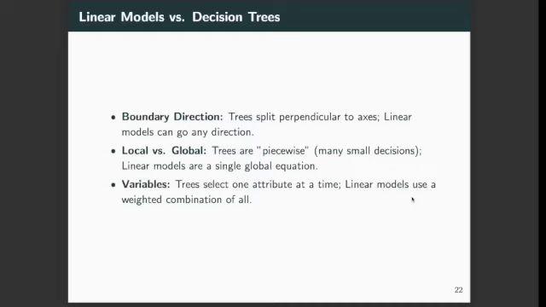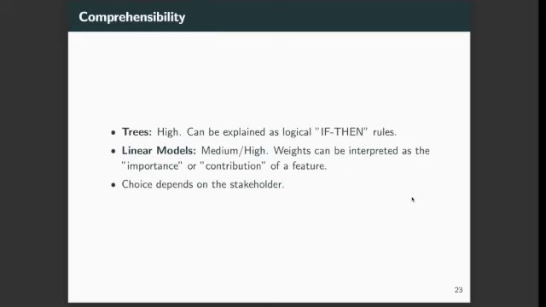And then finally, when it comes to variables, the trees select one attribute at a time. For example, starting from the root node, we choose one variable and then it splits into two or more categories, and then we consider another variable and so on. But the linear model has a fixed equation, in which it actually uses a weighted combination of all of the variables at the same time.